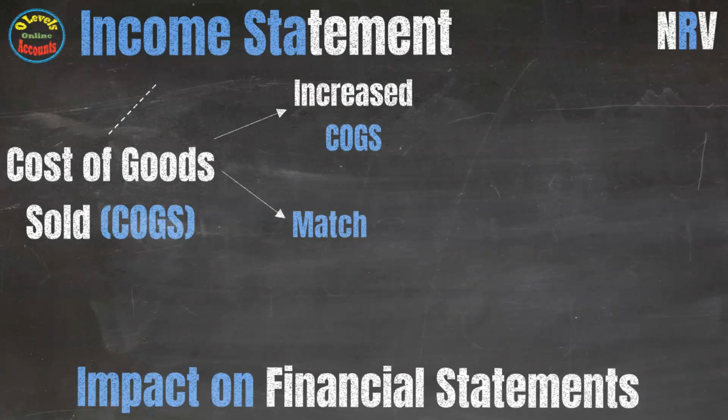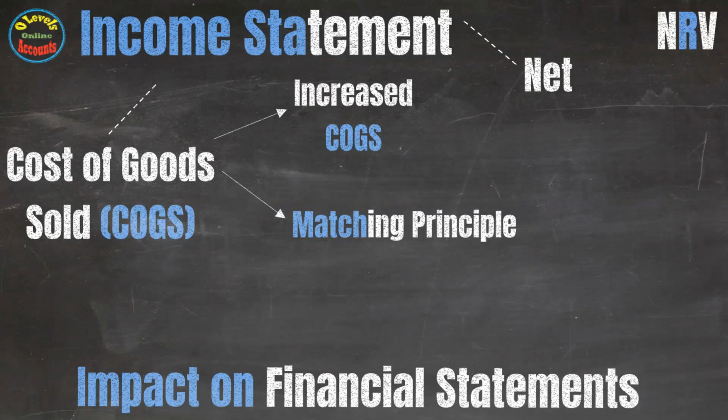The second point is matching principle. The write-down reflects a loss in the period when the decrease in value occurs, adhering to the matching principle by matching expenses to the period in which they are incurred. The second item in the income statement is net income. In this point we have a further two subpoints to discuss.